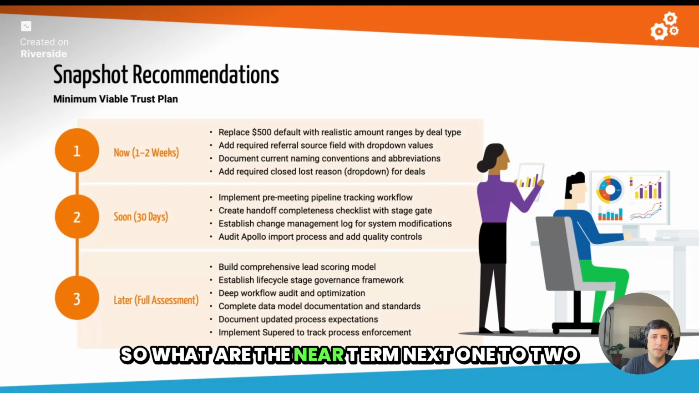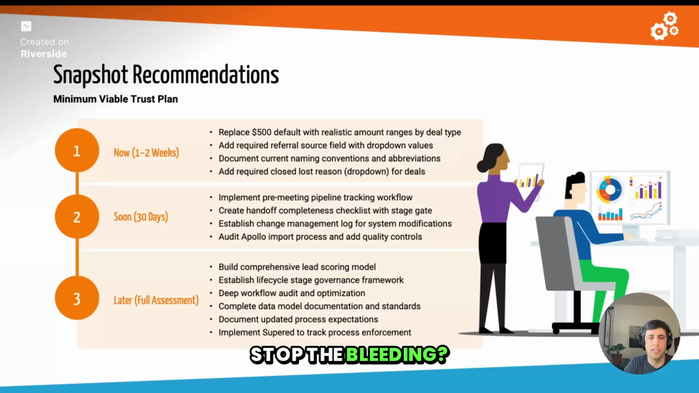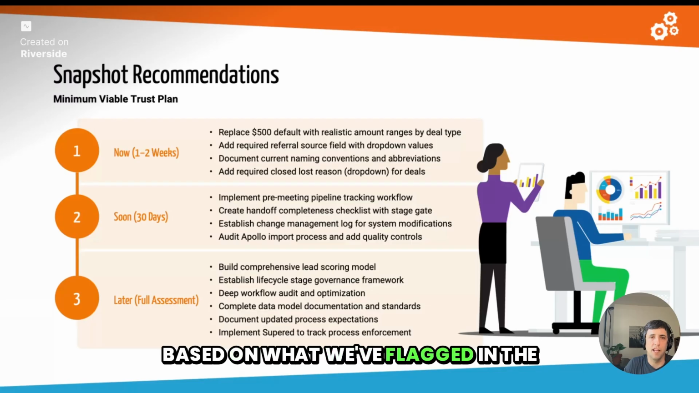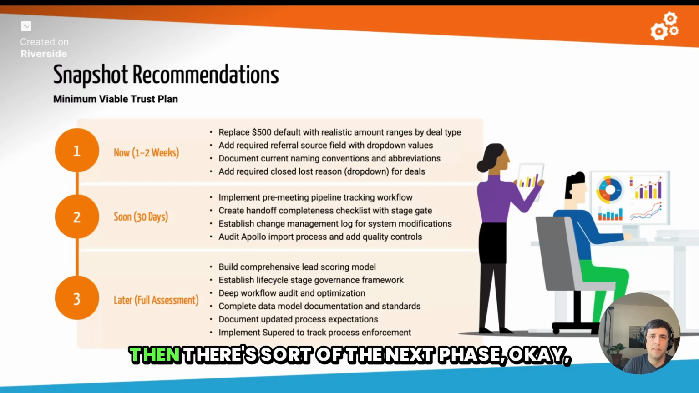So what are the near term, next 1 to 2 week things that we can do to essentially stop the bleeding? These are things that are just going to help based on what we flagged in the snapshot. So in this case, replacing the default values, putting in some required referral source fields, just documenting naming conventions and so on. Then there's sort of the next phase.